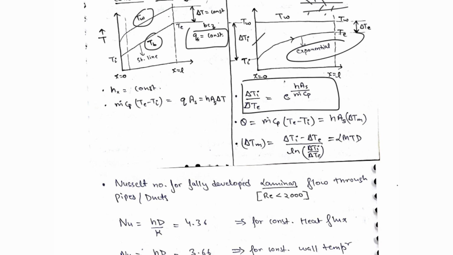If you go back to your heat exchanger chapter, you should know that here one of the fluids is undergoing phase change, and the other fluid is changing its temperature from Ti to Te. Considering it as a parallel flow heat exchanger, we can write LMTD, that is (ΔTi minus ΔTe) upon ln(ΔTi upon ΔTe).